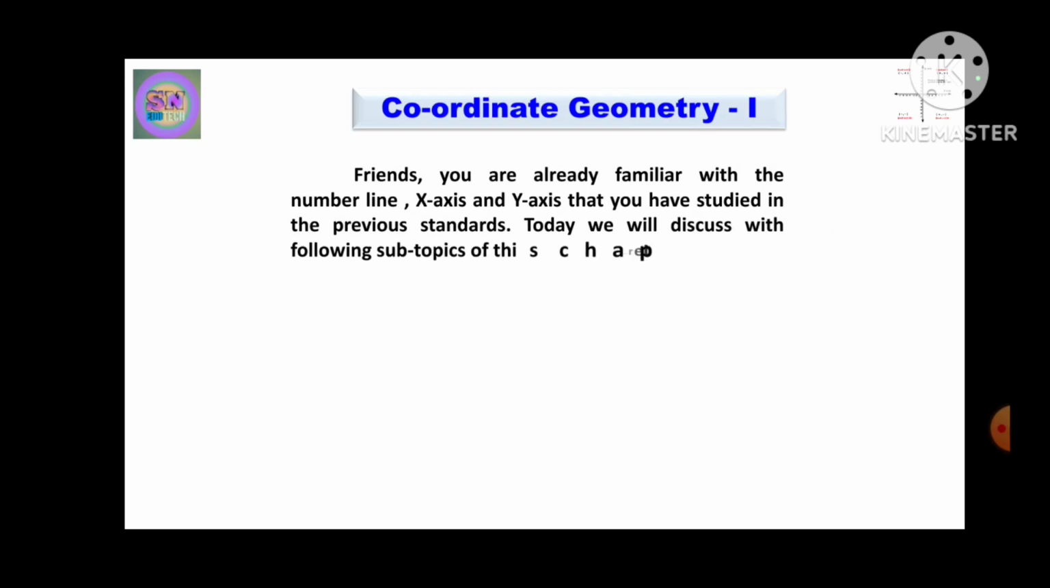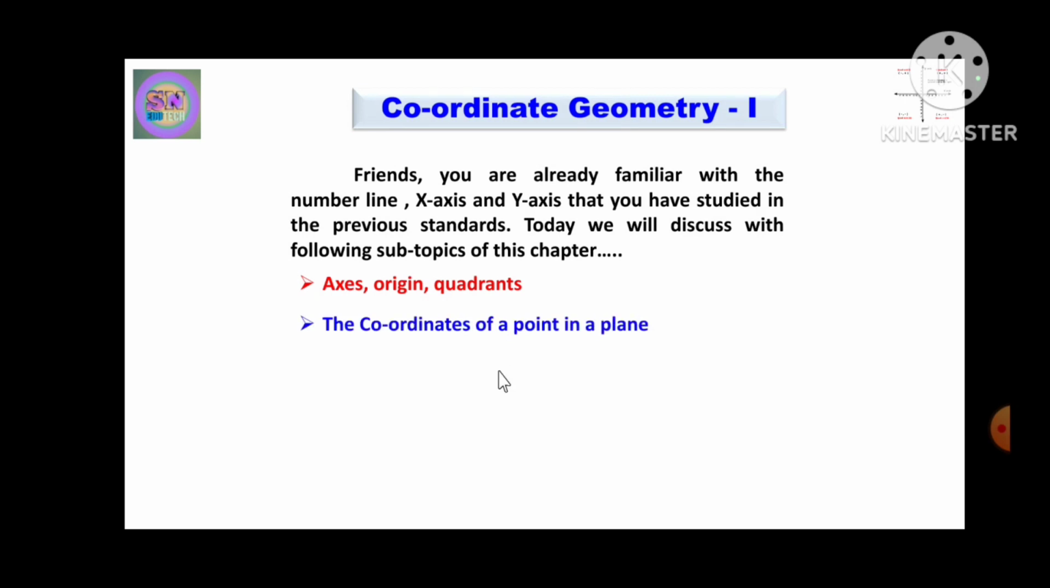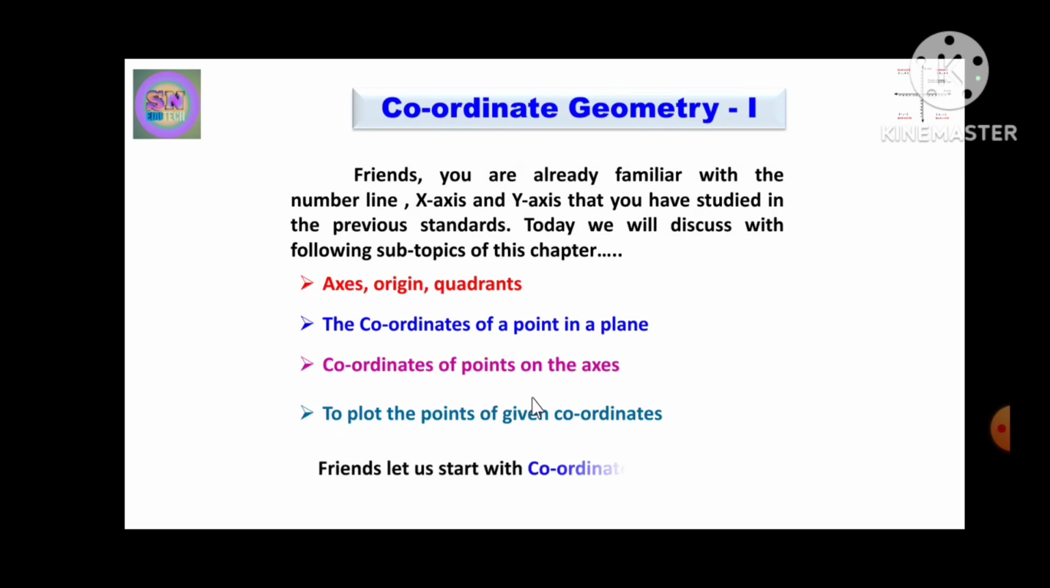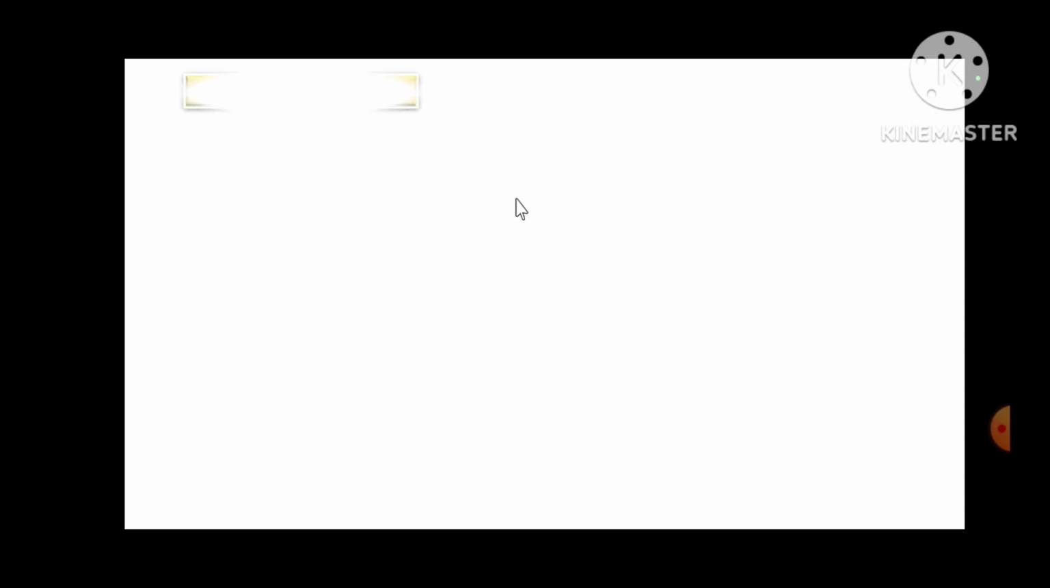Today we will discuss the following subtopics of this chapter: axis, origin and quadrants, the coordinates of a point in a plane, the coordinates of points on the axis, and to plot the points of given coordinates. So friends, let us start with coordinate geometry. Friends, axis, origin and quadrants.